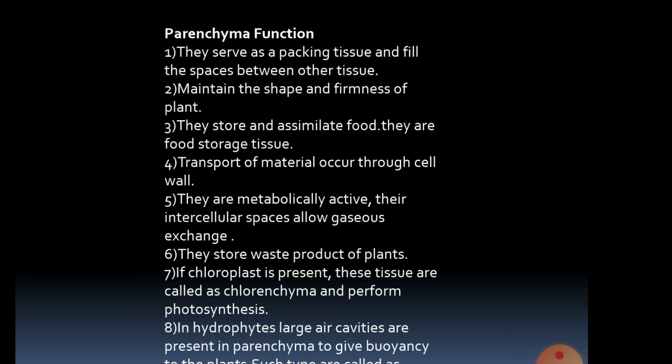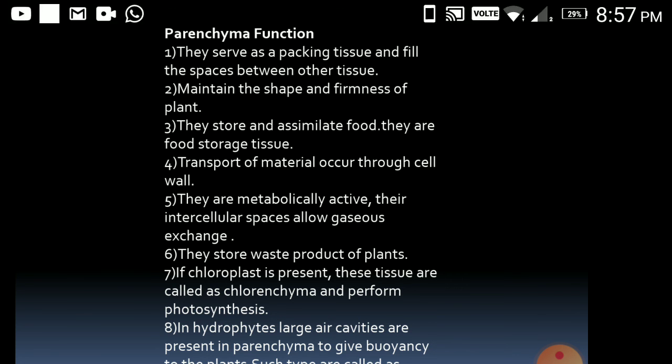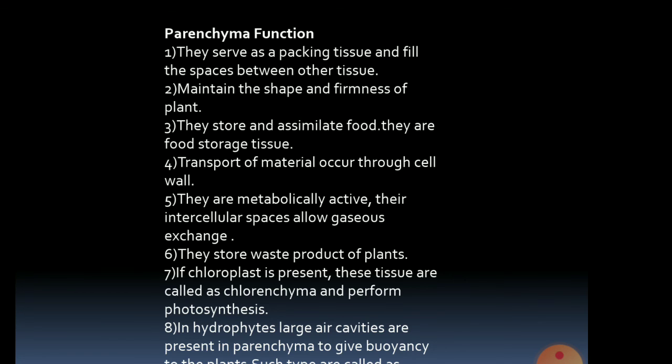They are metabolically active, means they bring about the change of complex substances into simpler substances, and their intercellular spaces allow gaseous exchange. They store waste products of the plants. If chloroplast is present, this tissue is called chlorenchyma and performs photosynthesis. In hydrophytes, means the aquatic plants, large air cavities are present in parenchyma to give buoyancy to the plants, so that plants can float on the surface of water.